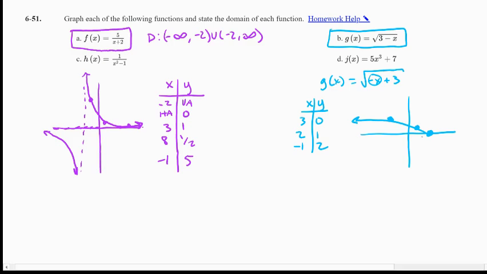The domain on this one, because I can't do anything larger than 3 because it would make the square root negative, goes from -∞ all the way up to +3 and then stops.